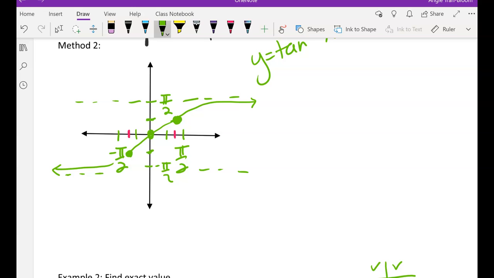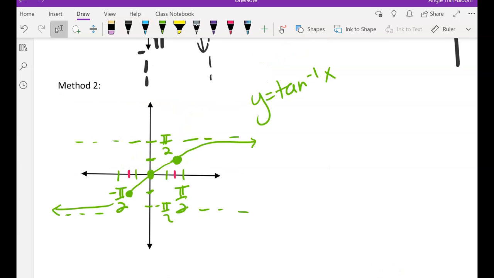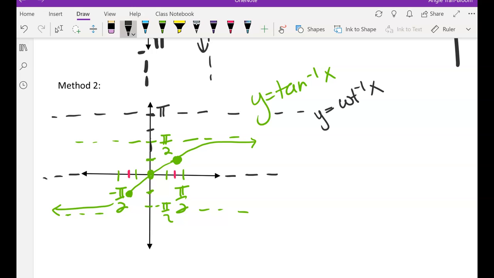Now we are also going to sketch cotangent inverse, which we just got done doing. Cotangent inverse has asymptotes from 0 to what? Cotangent had one asymptote at 0, which I want to make 0 to pi. Here's pi, one asymptote right here, and one asymptote right here for cotangent inverse. The black graph is y equals cotangent inverse. Then I have three dots again for cotangent inverse.